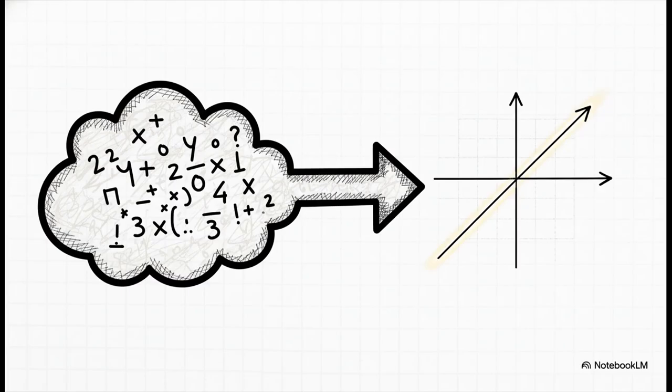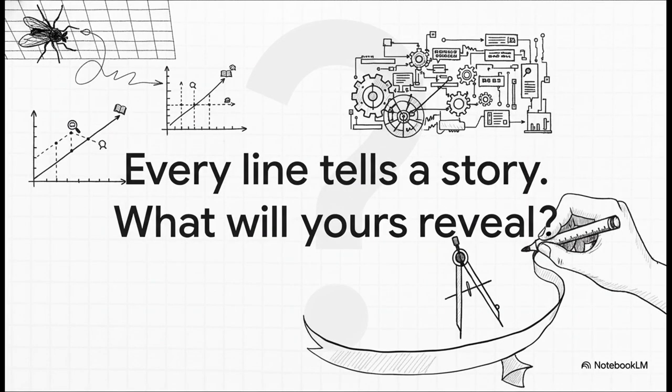So, when it comes down to it, graphing a line is so much more than just connect the dots. It's about learning the language that connects algebra to geometry. It's how we take all those abstract x's and y's and turn them into a clear visual story that we can actually see and make sense of. Think about it. From a simple fly buzzing on a ceiling all the way to finding the single solution for complex problems, every line really does tell a story. It maps out a relationship. So the only question left is, what story is your next line going to reveal?